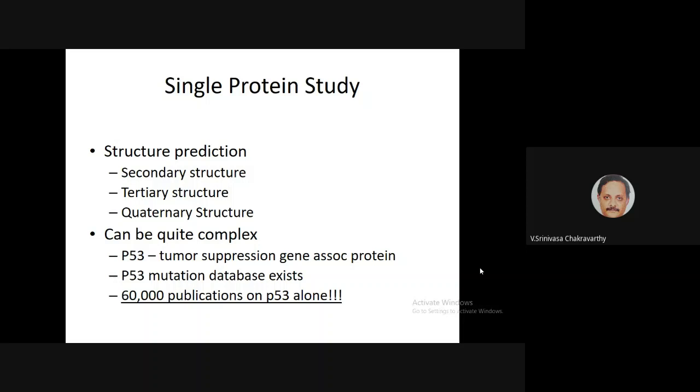Some proteins are very popular because they're very important, involved in important disease classes. For example, the P53 protein, the protein associated with the tumor suppressor gene. It suppresses tumors. So obviously you are interested in knowing how it works, what its action is, how you can trigger its action, amplify its action, things like that. There is a mutation database for this protein, and on this one protein alone, there are 60,000 publications. This gives an idea of the staggering size of information involved when you operate at the molecular level in biology.